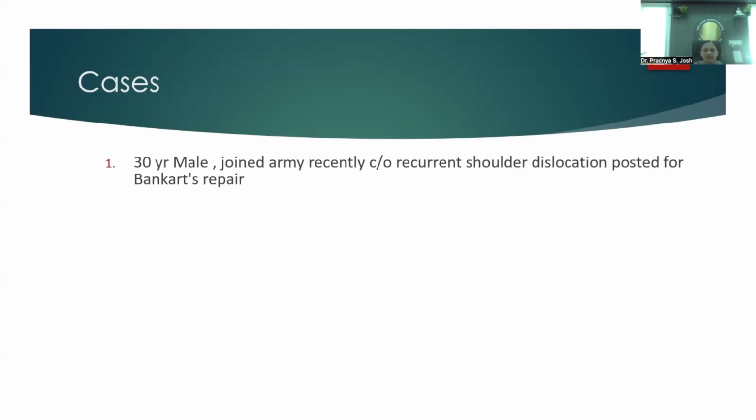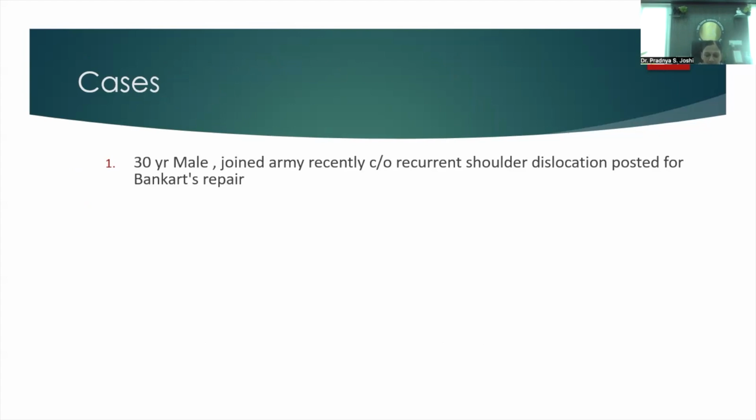Up till now, we have seen multiple blocks as we have listed earlier, but how to cope with the case-to-case approach and what to consider when we are considering all these blocks for a specific case. Let us discuss. This is the first case, a 30-year-old male, recently joined the army, who is complaining of recurrent shoulder dislocation and posted for the Bankart's repair.